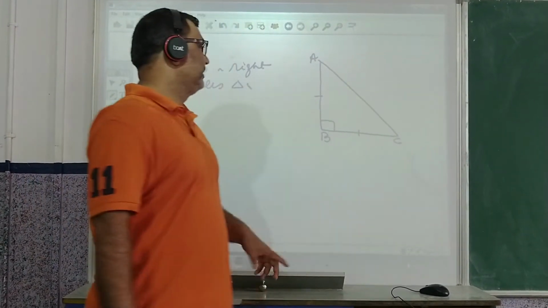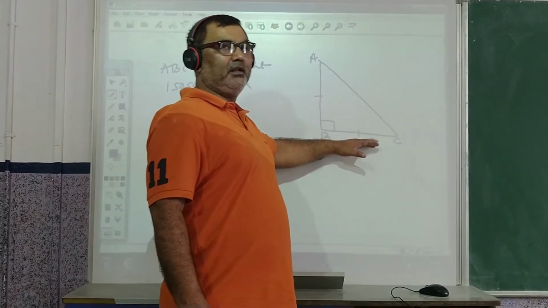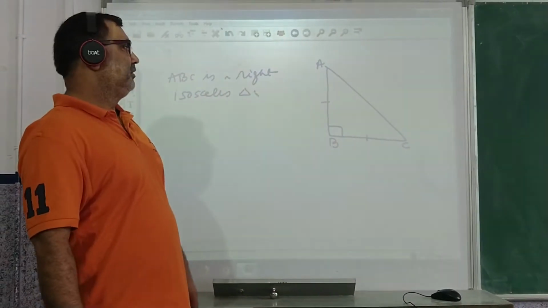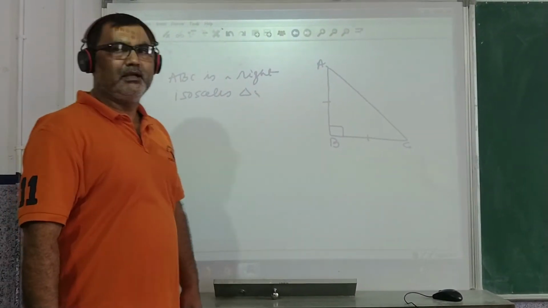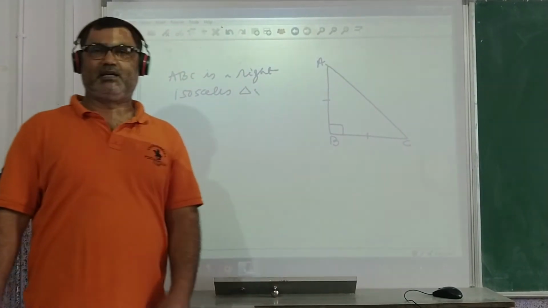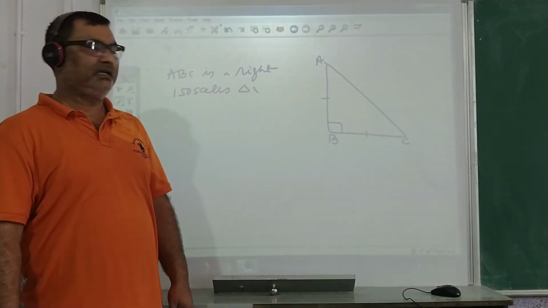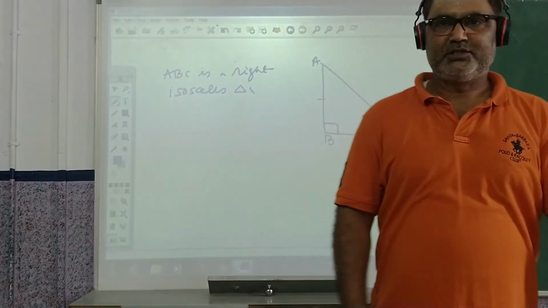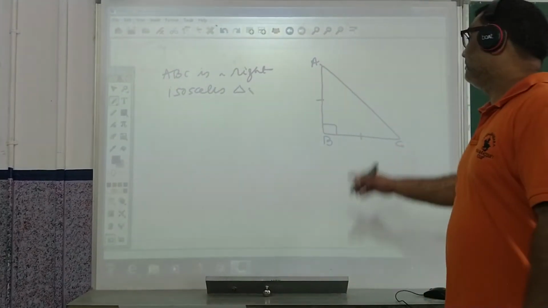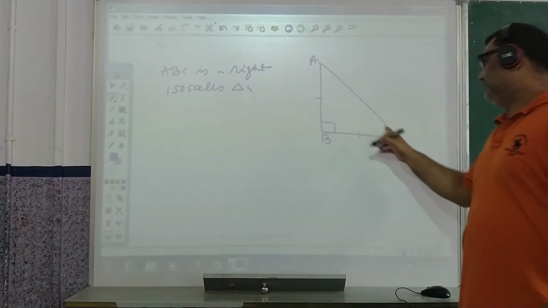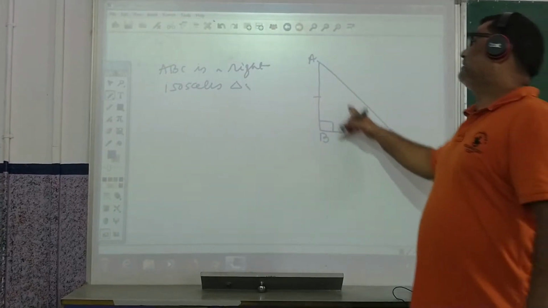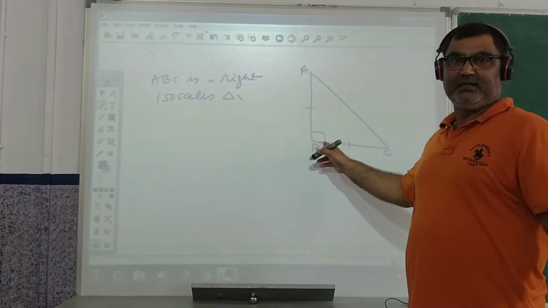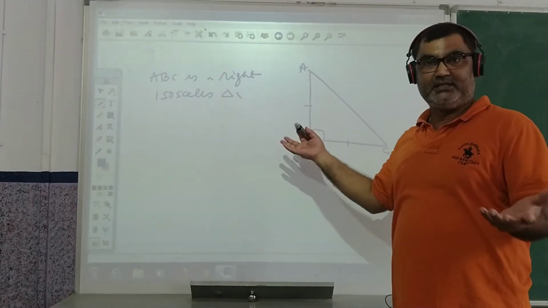Right isosceles triangle means two sides equal and one angle is 90 degree. Now my dear, you all know angles opposite to equal sides are equal. So if AB and BC are equal, the angle opposite to AB, that is C, and the angle opposite to BC, that is A, both are equal.